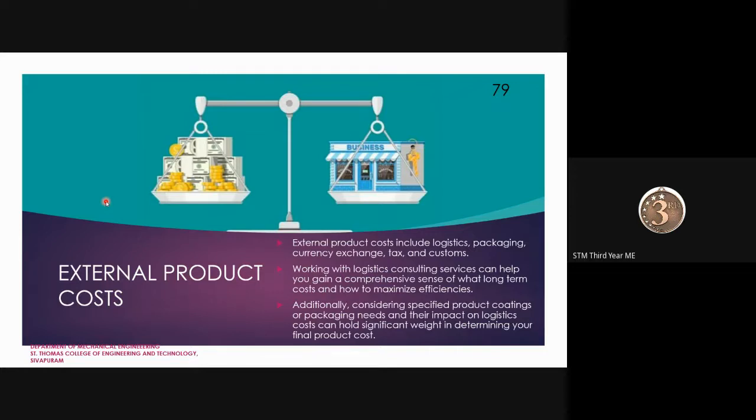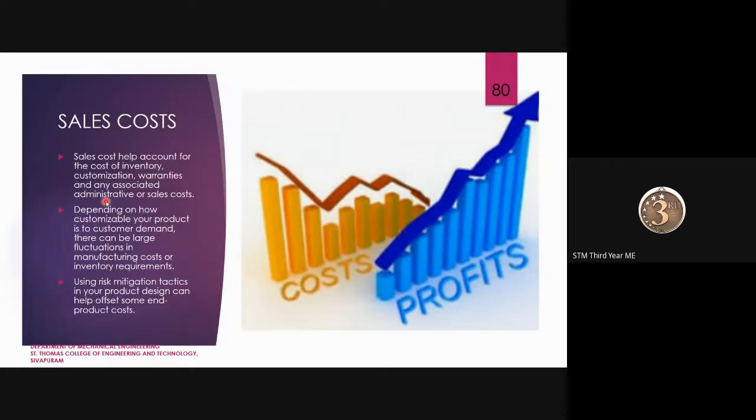You have heard of the term tax, right? GST, etc. These are all some of the external product costs that are incurred in the product. And the last one is sales cost. So what is coming under sales cost? They help account for the cost of inventory. So that is another one. Customization, warranties, and any associated administrative or sales cost. So these are the costs that are incurred during sales cost, and this is also affecting the product cost.